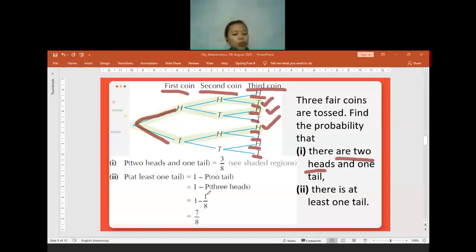If question 2 is asking for at least one tail, it means it will not be possible for all of them to be heads. So I will just find how many possibilities there are of getting 3 heads. This is only head, head, head. It only happens once. That's why I do 1 minus 1 per 8, which equals 7 per 8.